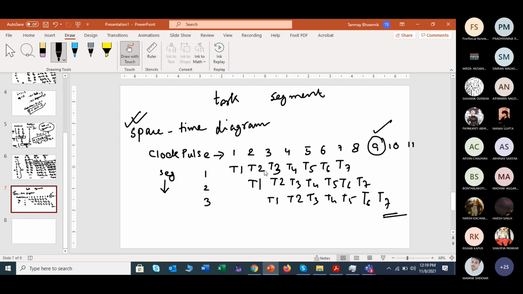We should know how you can claim that in symmetric clock pulses, that means when every clock pulse duration is equal, your time period calculation will be k plus n minus 1, where k is the segment number, n is the task number, and 1 is 1. So we should also check how they are being calculated.